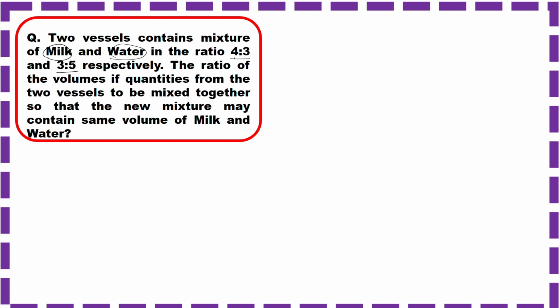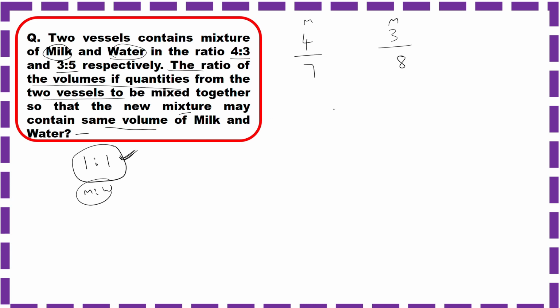So in the first case we have milk as 4 and total parts 7, so 4 by 7, and in the second case we are considering only the quantity of milk, right? So 3 by 8. The same volume of milk and water means milk and water must be in the ratio 1:1. So this is the mean value. Here we are considering only the milk value, so for the mean value also we must take the milk value: 1 by total parts, 1 plus 1 is 2.